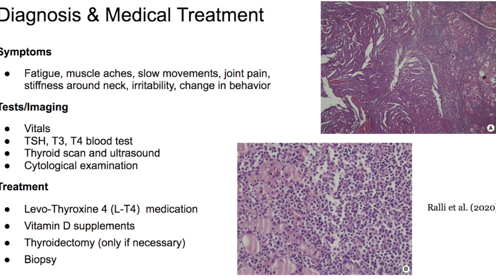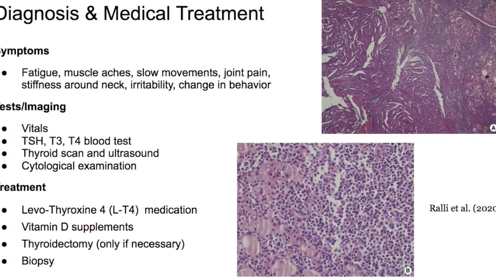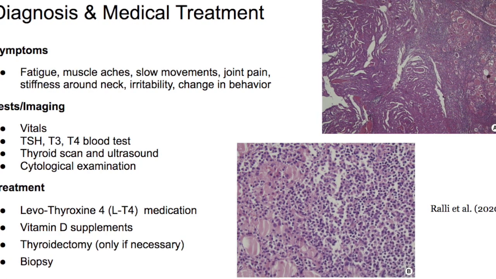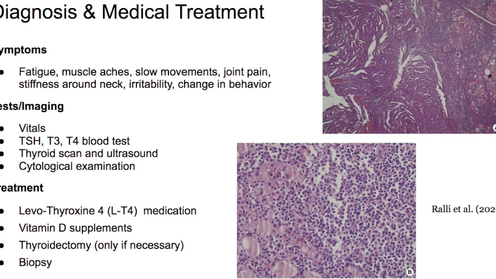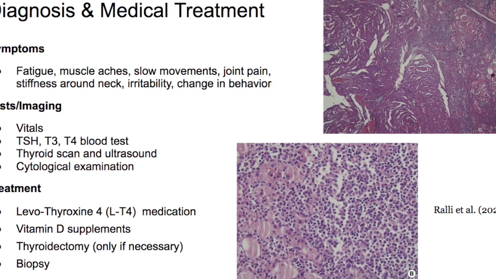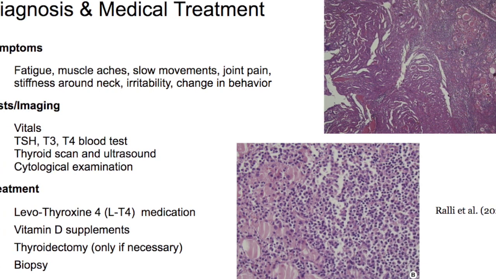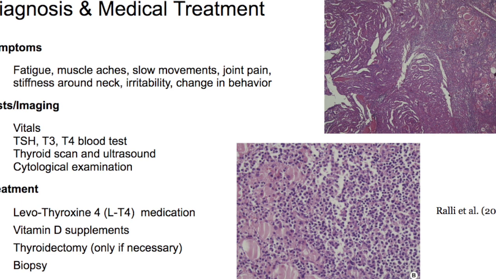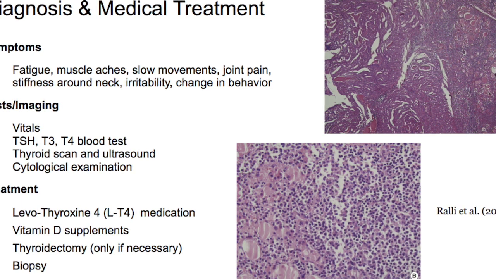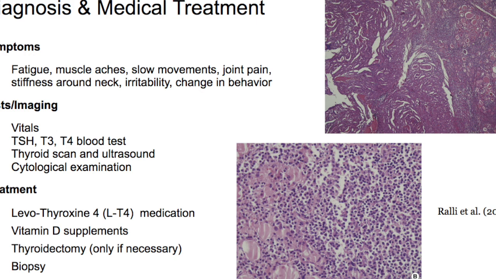In terms of treatment, she would have to take levothyroxine 4 or LT4 medication to help control the hypothyroidism, and this would be taken over the lifespan just to achieve normal TSH levels. We would also suggest vitamin D supplements for deficiency, a thyroidectomy, but only if necessary, because the gland is very close to the two branches of the vagus nerve, and if this nerve is damaged, it could lead to difficulty breathing, hoarseness of the voice, and difficulty singing. And then lastly, a biopsy, and this will be done only every couple of years just to detect cancerous tissues.